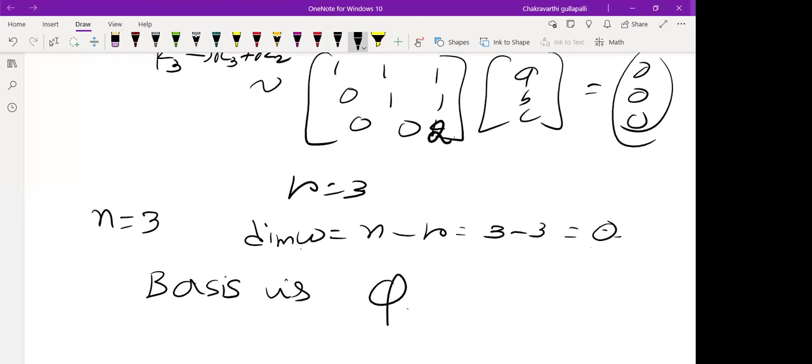Very important. Among the options you will be given: if dimension of W is 0, it implies there exists no basis; or the singleton 0 is a basis; or the empty set is a basis. Options will be given like this. Singleton 0 cannot be a basis because singleton 0 is dependent. We cannot say there is no basis because every finite dimensional vector space must have a basis. So the basis is the empty set. Then how many vectors will be there? No vector. So what is the dimension? 0.